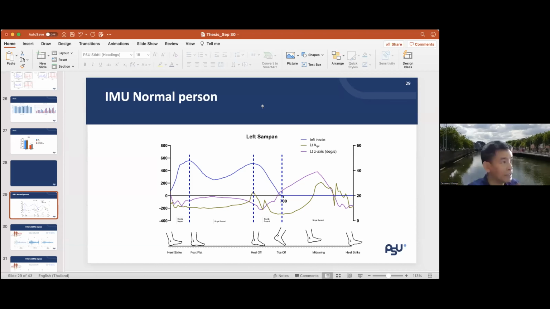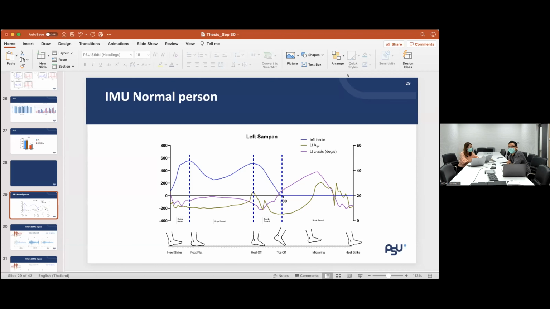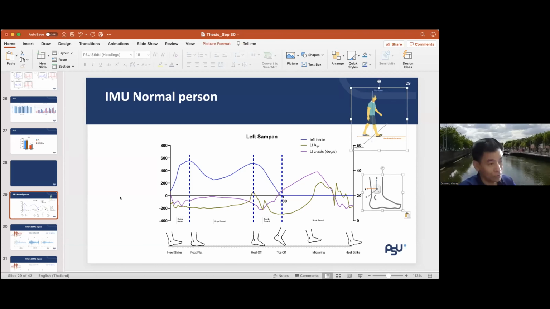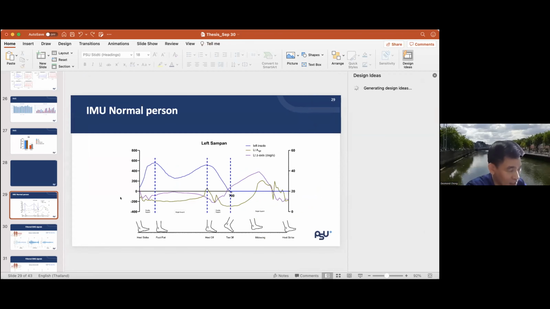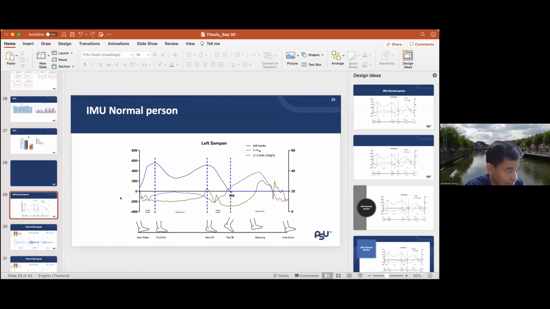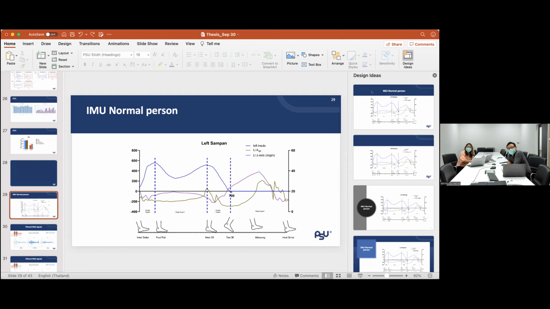Correct. So can I ask, this one is the IMU for normal. Do you have the pattern, the signature, for a stroke patient? Similar graph, but for a stroke patient. Not yet. Oh, okay. Then if that's the case, I would really suggest that you do, because this one is based on the normal patient. We see this is the signature for the z-axis, but we need to look at how the stroke patient looks like. Then we can have a better feel.